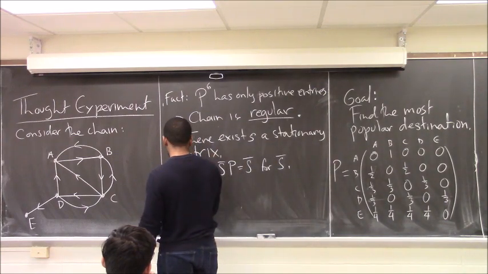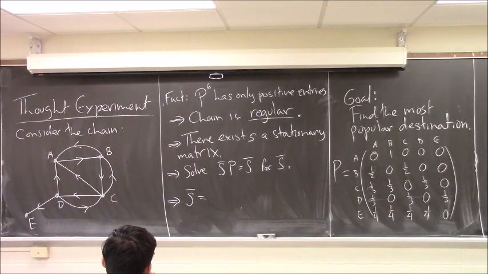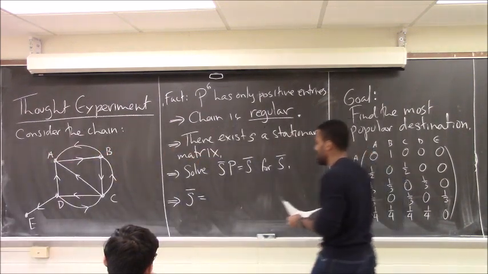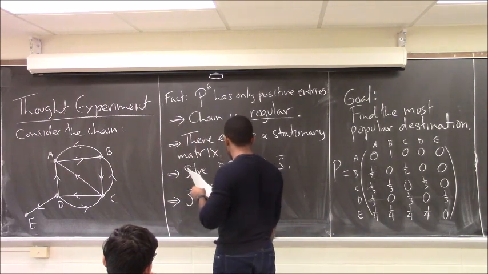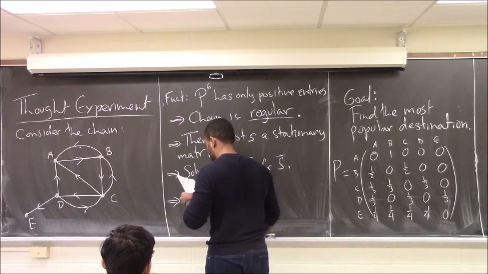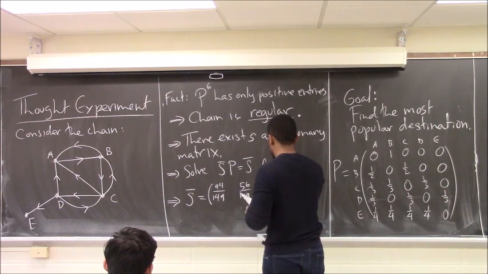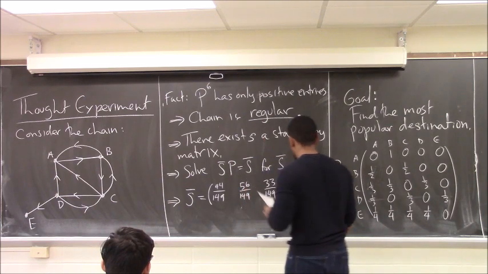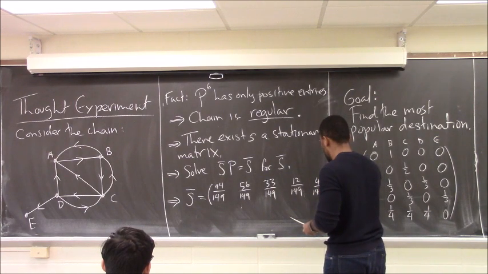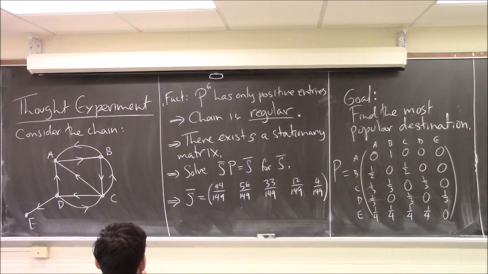Ultimately, it's a thought experiment. You don't have to actually do any calculations. I just want you to see something pretty cool. You can actually do this in theory, and here is what you would approach: 44/149, then 56/149, then 33/149, then 12/149, then 4/149. So that's the answer.